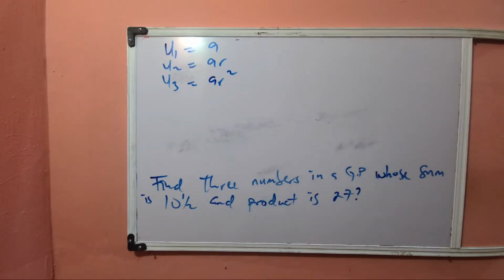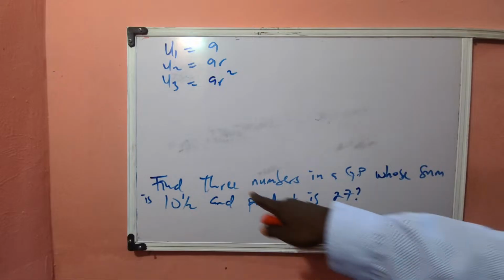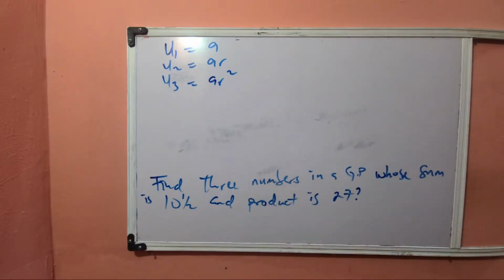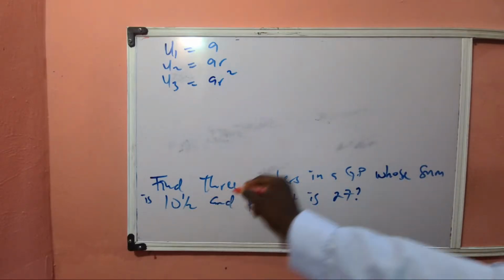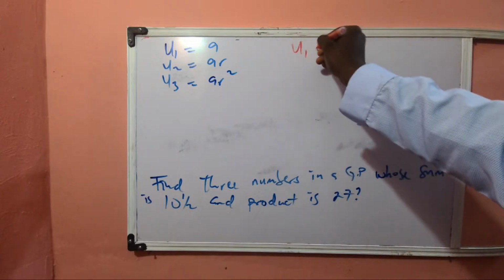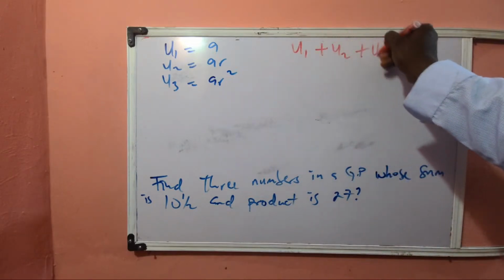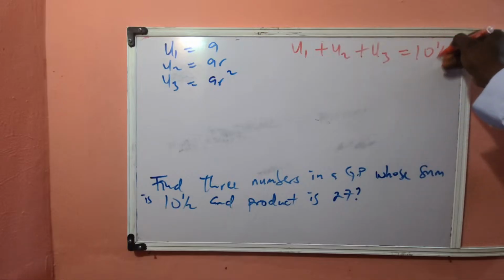You're told now that the sum of these three numbers gave you 10 and 1/2. When you're solving word problems, you want to bring out all the values in the expressions. They said find three numbers in the GP whose sum is 10 and 1/2, so you want to say U1 plus U2 plus U3 equals 10 and 1/2. That's a basic step you should always do.